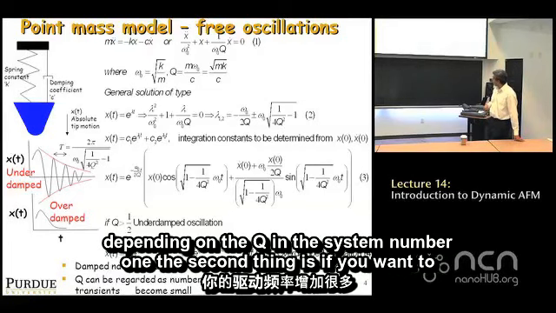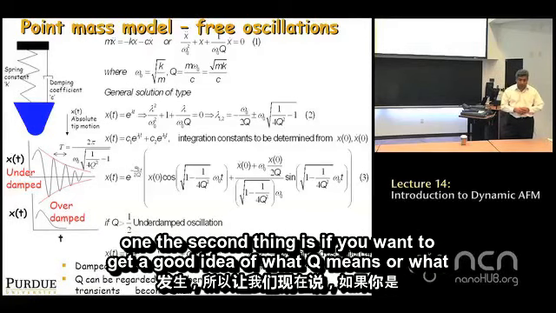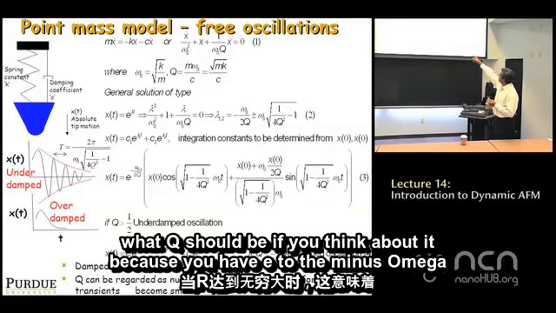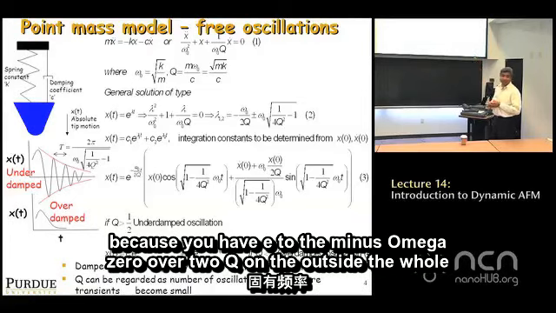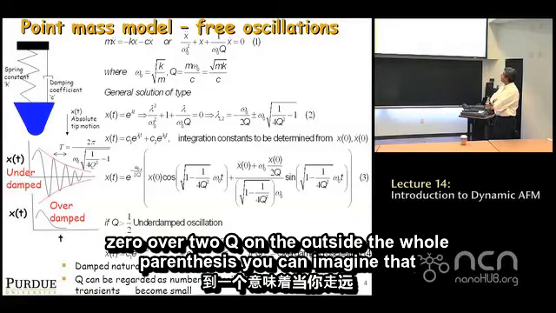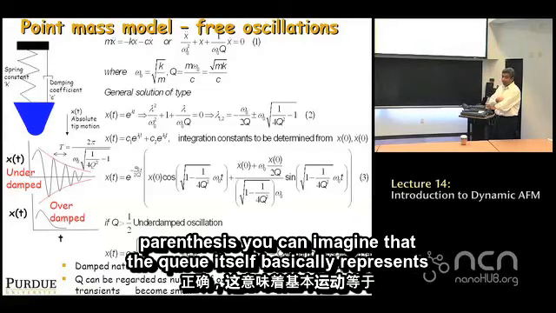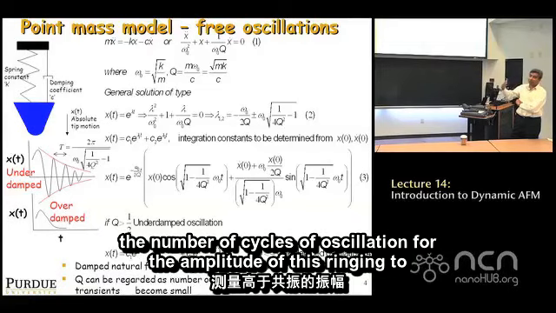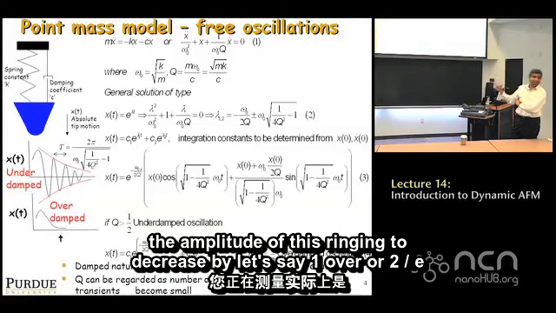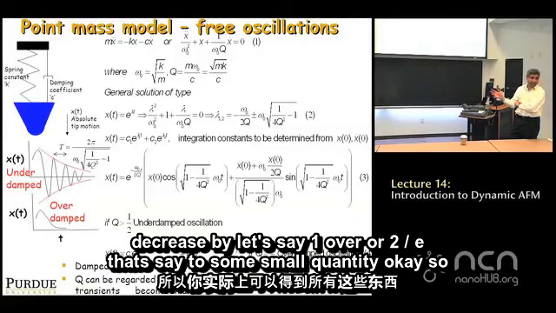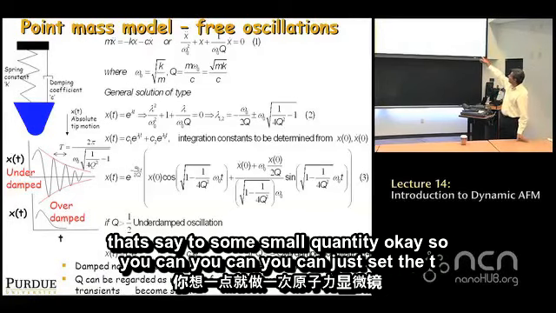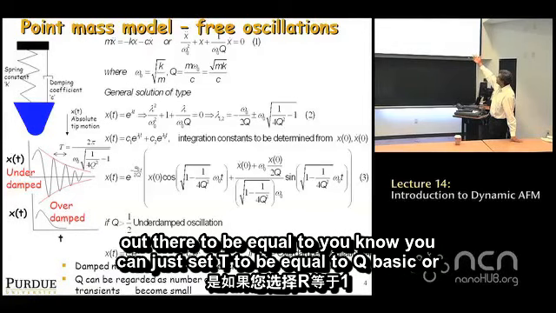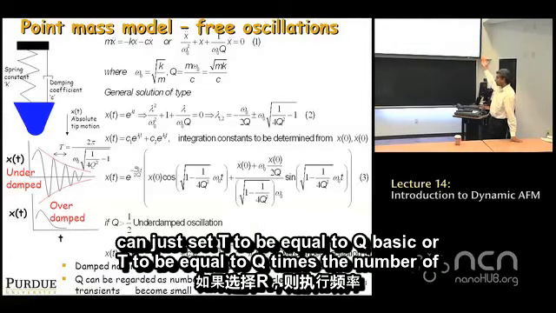Number one. The second thing is, if you want to get a good idea of what Q means, to get a physical intuition of what Q should be, if you think about it, because you have e to the minus omega 0 over 2Q on the outside of the whole parentheses, you can imagine that Q itself basically represents the number of cycles of oscillation for the amplitude of this ringing to decrease by, let's say, 1 over or 2 over e, to some small quantity. Okay, so you can just set t to be equal to Q, or t to be equal to Q times the number of time periods, right?